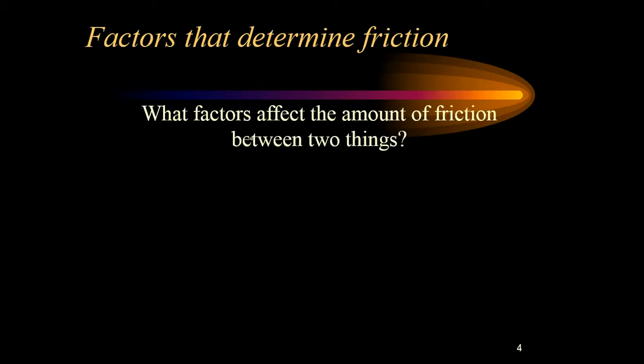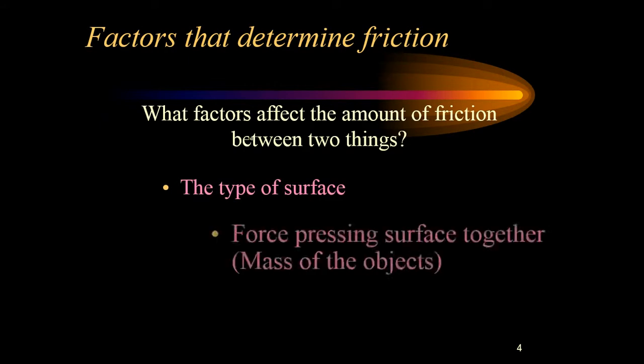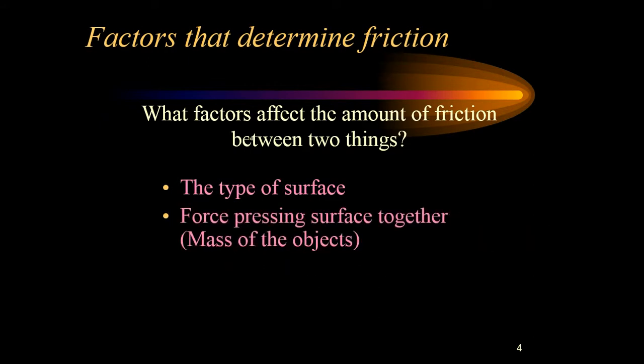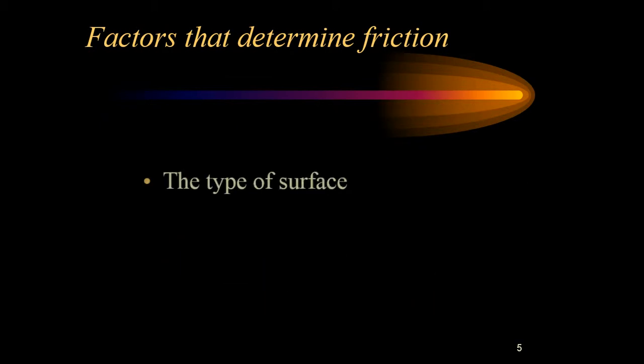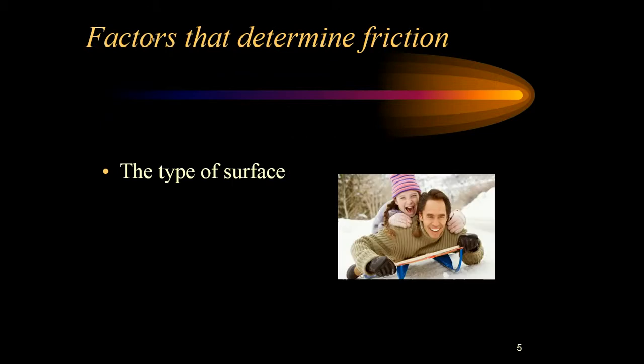There are three factors that affect the amount of friction between two things: the type of surface, the force pressing the surfaces together, which relates to the mass of the objects, and the motion of the surfaces. Let's consider the type of surface for a moment.